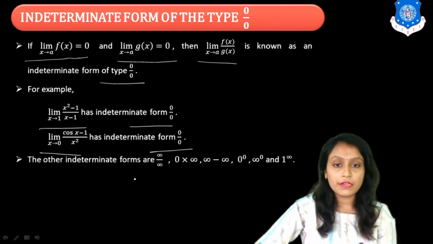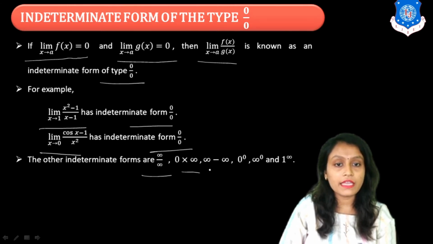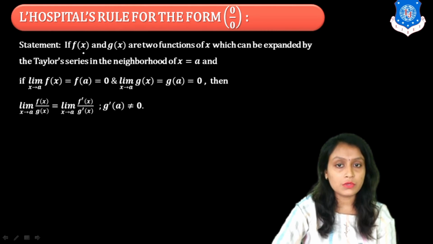The other indeterminate forms are infinite by infinite, 0 into infinite, infinite minus infinite, 0 raised to 0, infinite raised to 0, and 1 raised to infinite. These are the indeterminate forms which we are going to study one by one. Firstly, let's begin with the form 0 by 0. To solve this, we will apply L'Hopital's rule. So let's study what L'Hopital's rule is.